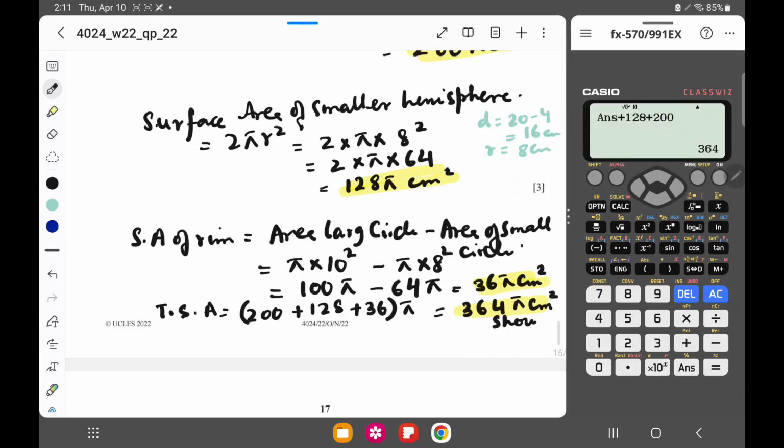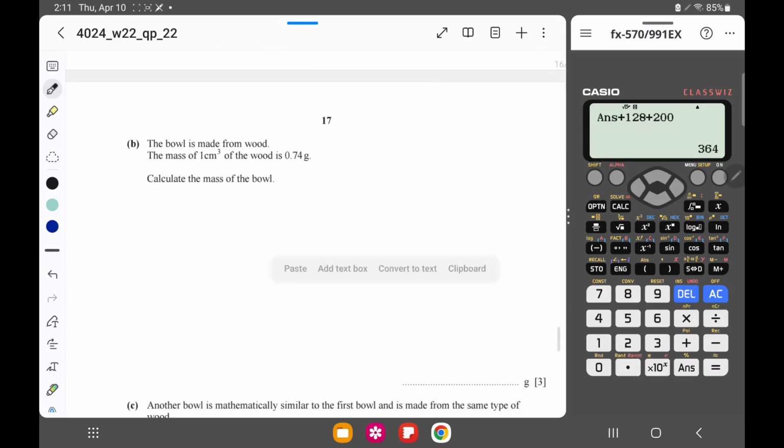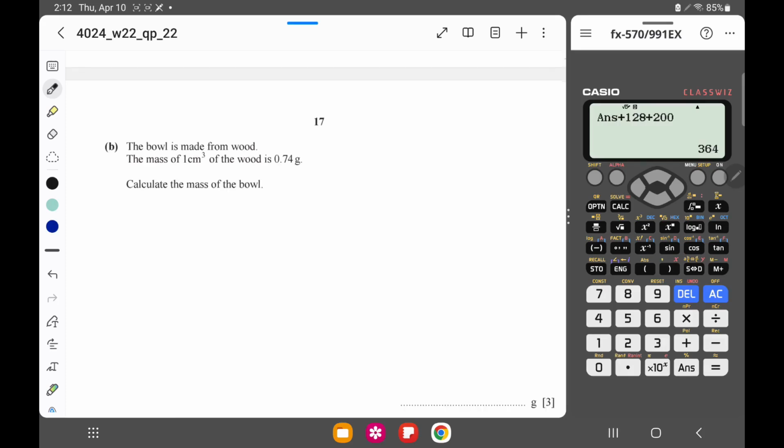Okay, so this is our answer. Now go to the second part of the same question. The bowl is made from wood. The mass of 1 cubic centimeter of the wood is 0.74 grams. Calculate the mass of the bowl.